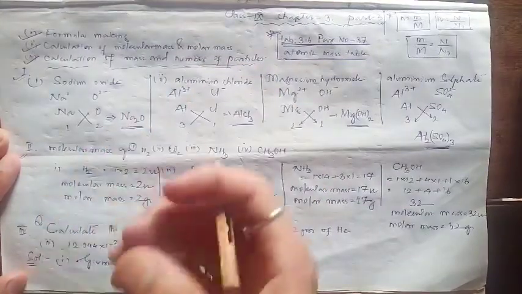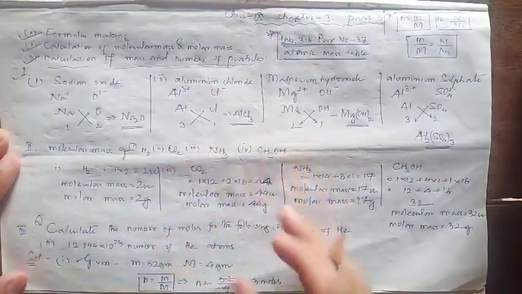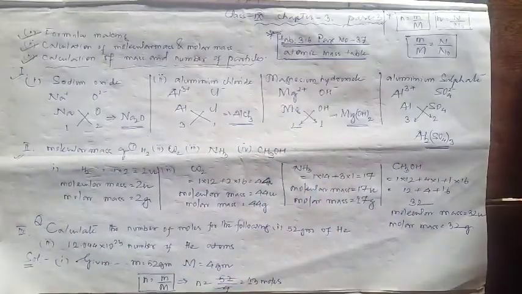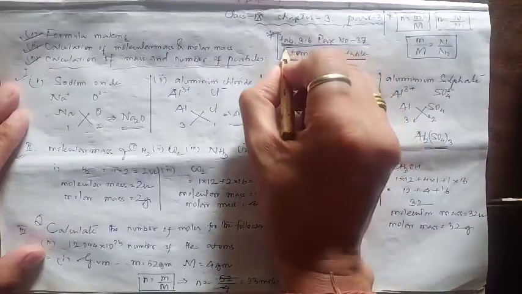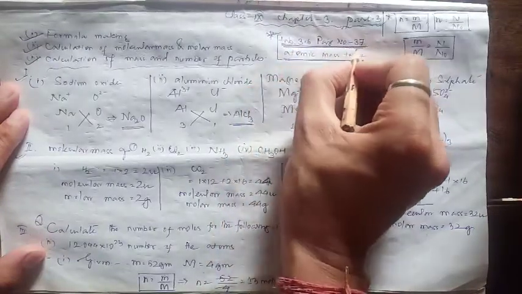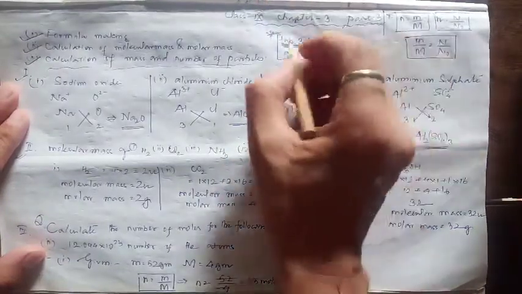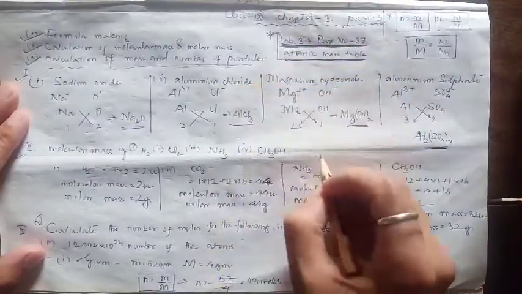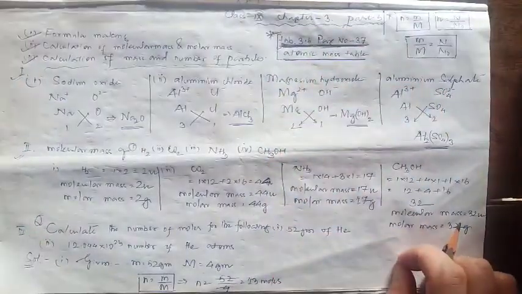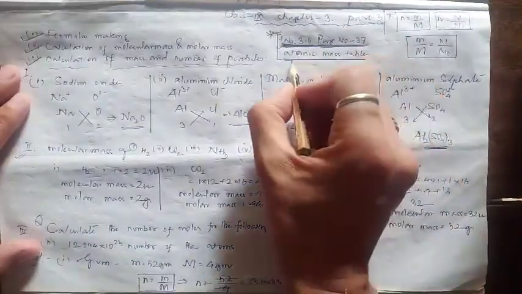Student, before we move on and understand the calculations and formula making, I want you to remember something. In our NCERT textbook, page number 37, table 3.6. This table you have to memorize. It's very, very important because that will help us in making formulas. And the atomic mass table.